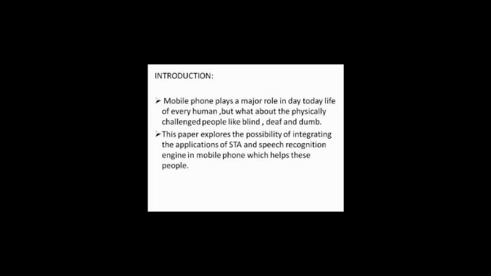Mobile phone plays a major role in the day-to-day life of every human being. But what about the case of physically challenged people like deaf, blind and dumb? This paper explores the possibility of integrating the applications of STA and a speech recognition engine which helps these people.